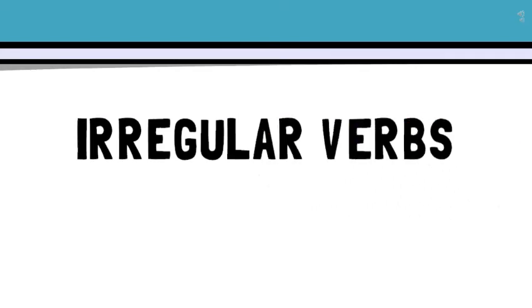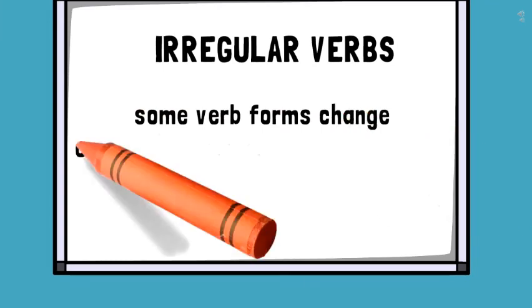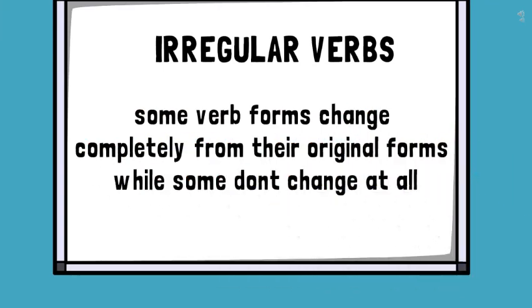The next one is irregular verbs, which can be quite challenging to some. This is because some verb forms change completely from its original, while some do not change at all. Let's go through the examples together.